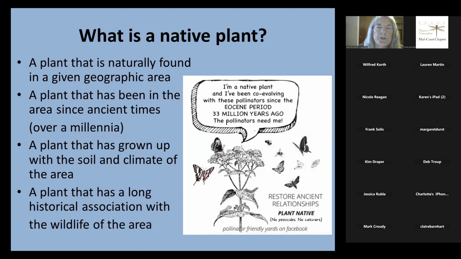But our first question is, what is a native plant? I would say it's a plant that has been in an area since the beginning of time. It's been in that area all its life, not just the past 100 years, but thousands of years. And it's grown up with the soil and the climate of that area. So it has this long historical association with the wildlife in that area.